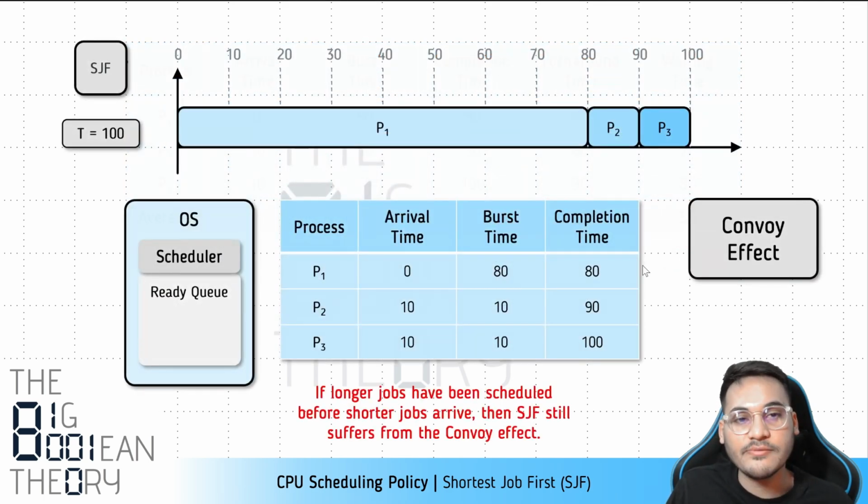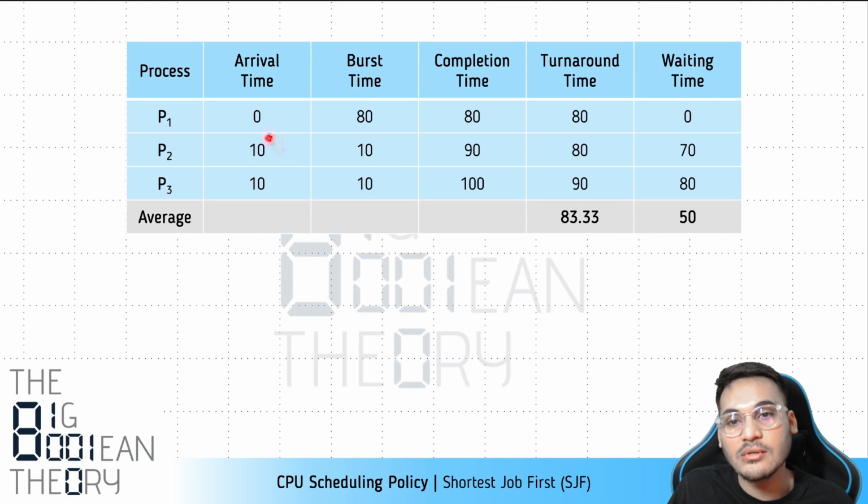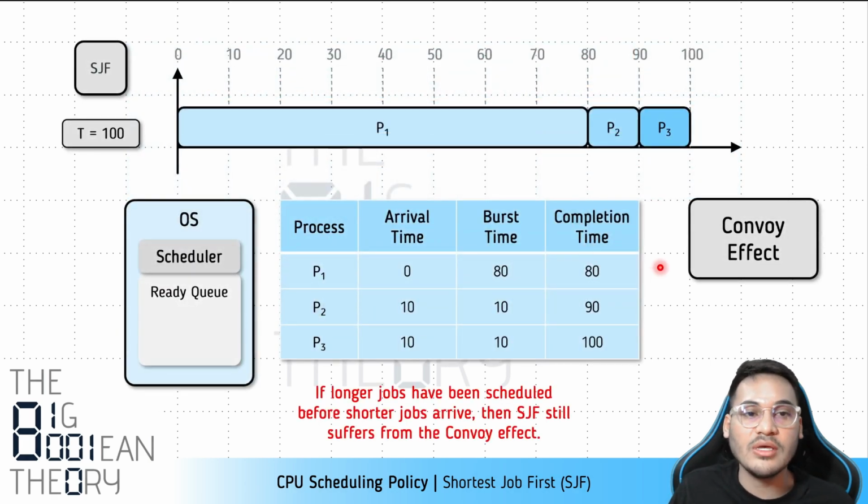So why is this the case? Why is it bad? Because you can see that shorter processes P2 and P3 have a small burst time of 10 milliseconds, but these shorter jobs are spending more than 80 milliseconds in the system, right? And on average they're waiting for 50 milliseconds to execute 10 milliseconds worth of instructions. For doing a job that should take 10 milliseconds, they have to wait for 50 milliseconds on average. So again, this is a bad number. So why does this happen? Because we again have a convoy effect.